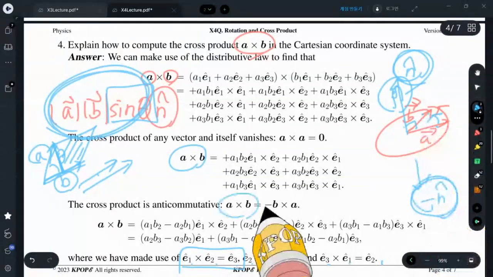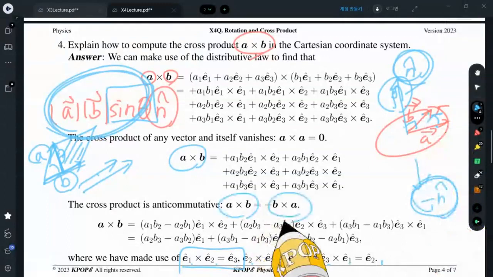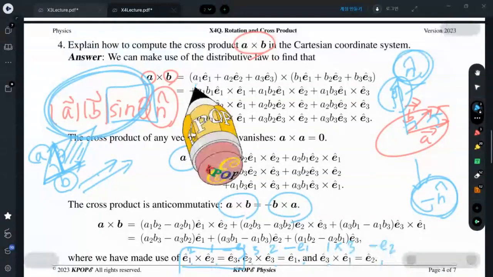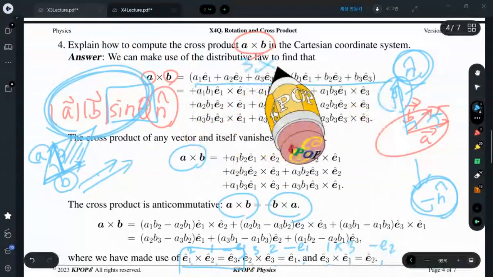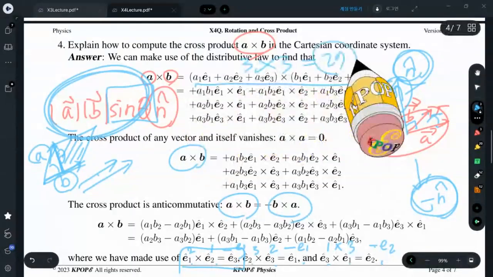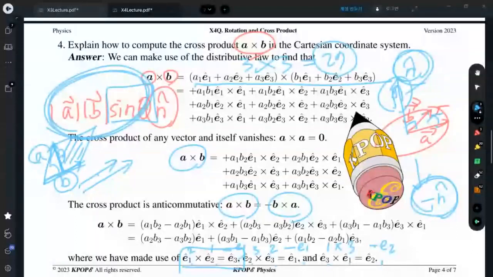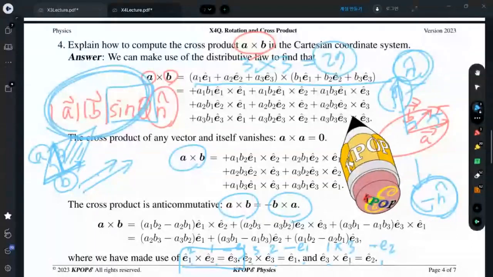A cross B is equal to minus B cross A. As a result, E2 cross E1 equals minus E3, E3 cross E2 equals minus E1, and E1 cross E3 equals minus E2. In this manner, among the 3 times 3 equals 27 expanded terms, only 6 of them survive. Why?